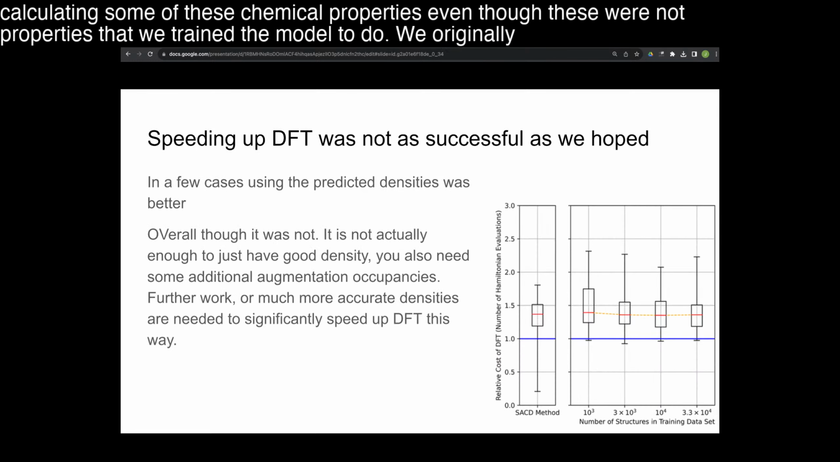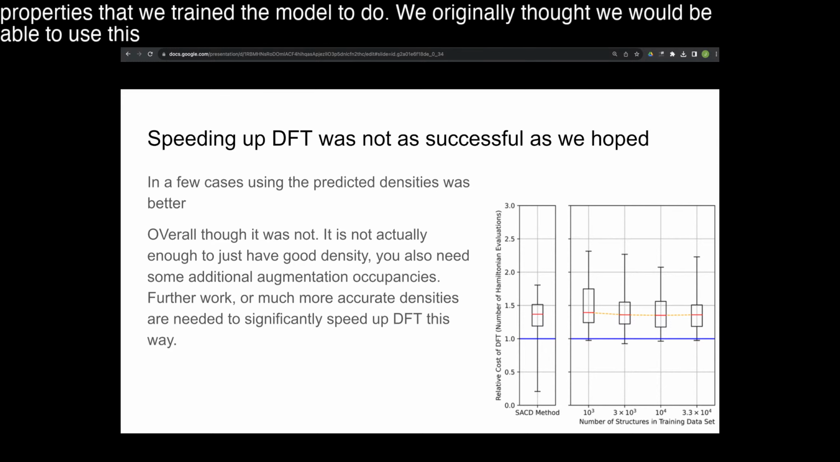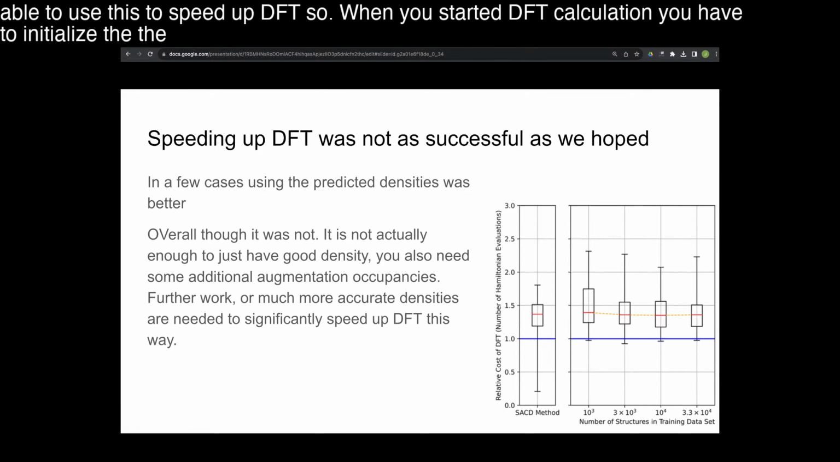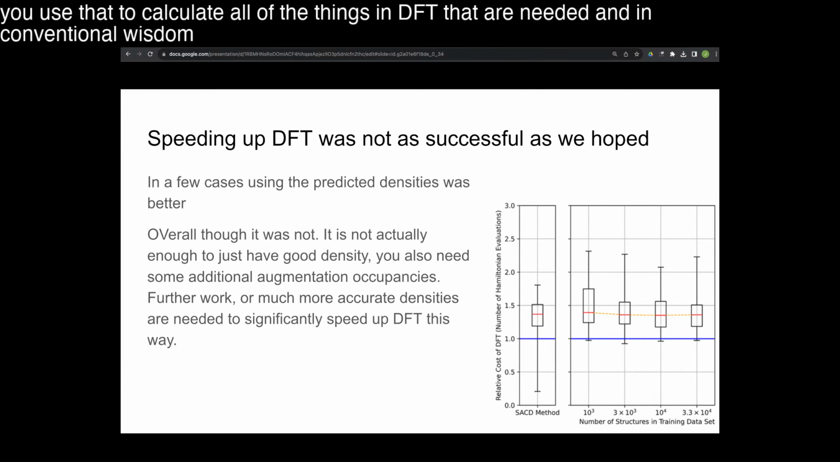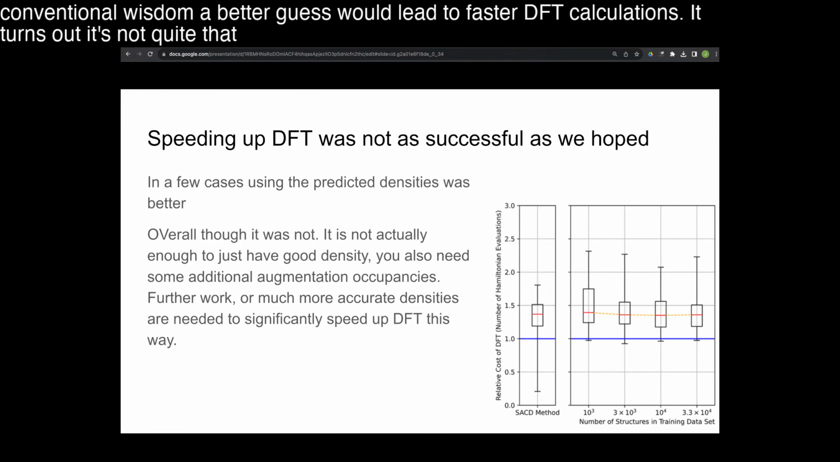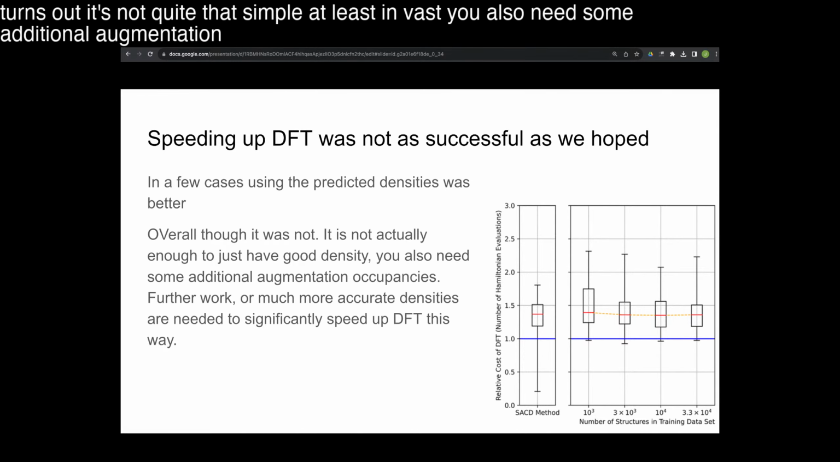We originally thought we would be able to use this to speed up DFT. So when you start a DFT calculation, you have to initialize the density, and then you use that to calculate all of the things in DFT that are needed. And in conventional wisdom, a better guess would lead to faster DFT calculations. It turns out it's not quite that simple, at least in VASP. You also need some additional augmentation occupancies, which we didn't have a good way to generate.